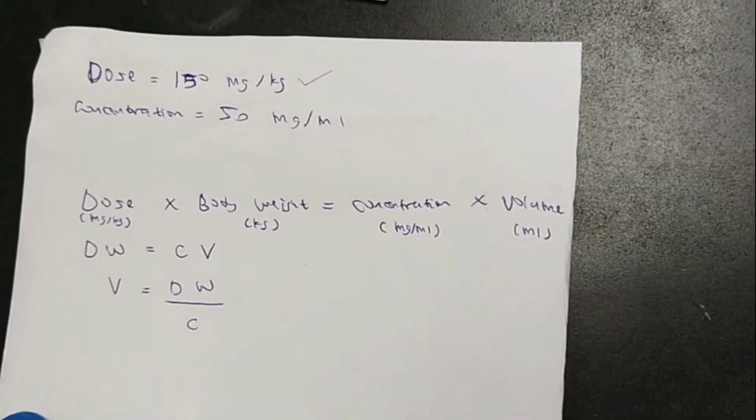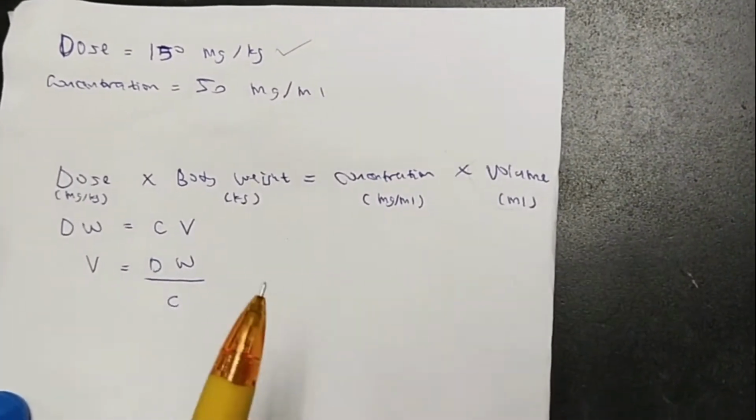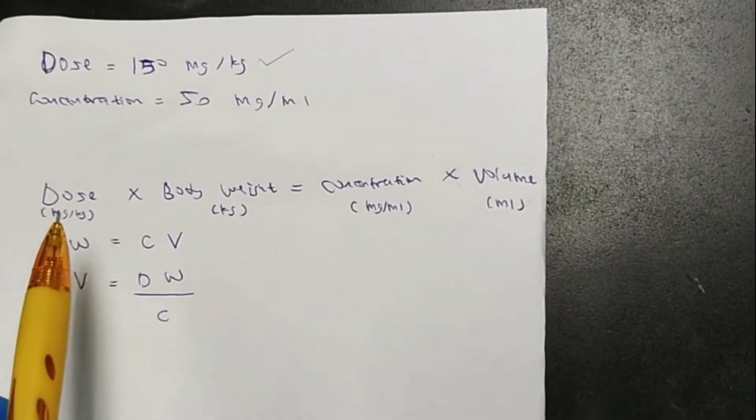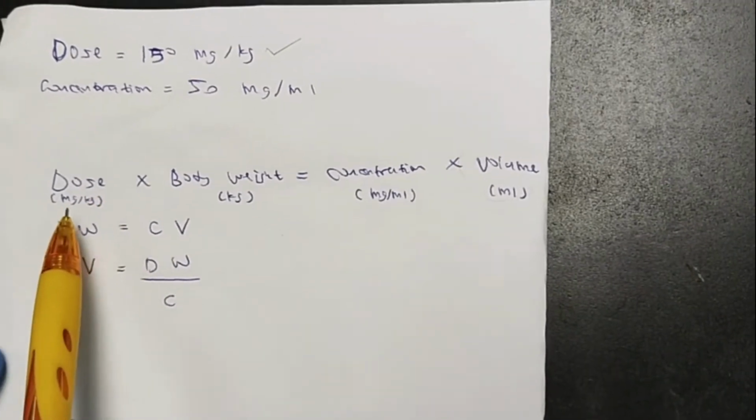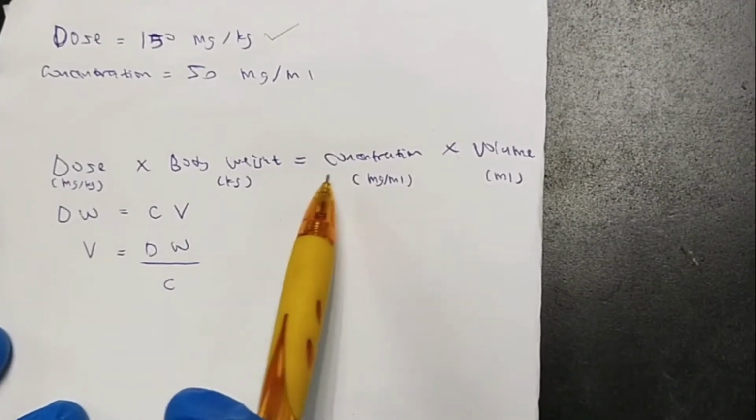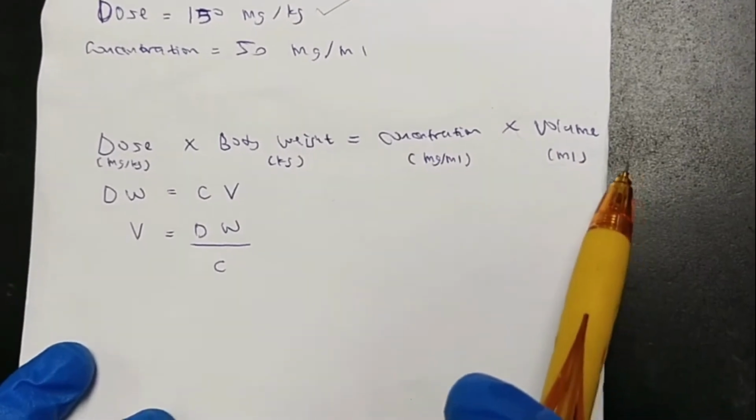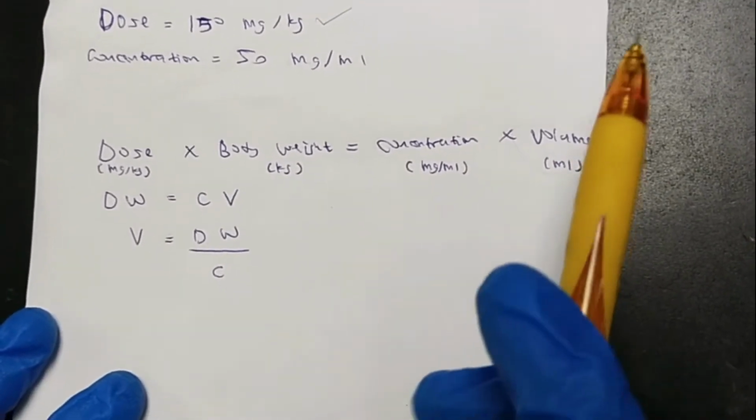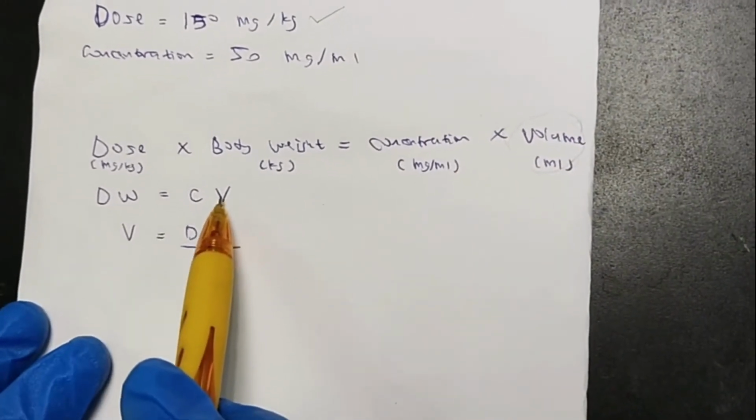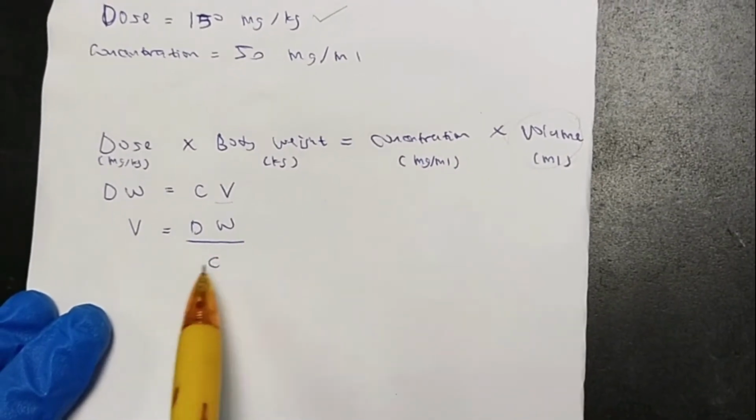So before we proceed with the injections, first we need to calculate the volume needed for injection by using this formula. This is the basic formula on how to calculate the volume needed for injections. Dose of the injection, which should be in milligram per kg, times body weight, which should be in kg, equals concentration, which should be in milligram per ml, times the volume of injection, which should be in ml. So we need to find out the volume needed for injection here. So D times W equals C times V. We need to find out what V is. So V equals dose times body weight divided by concentration.